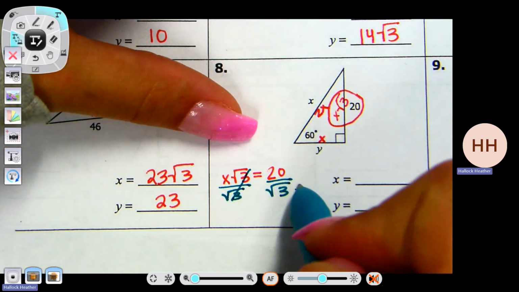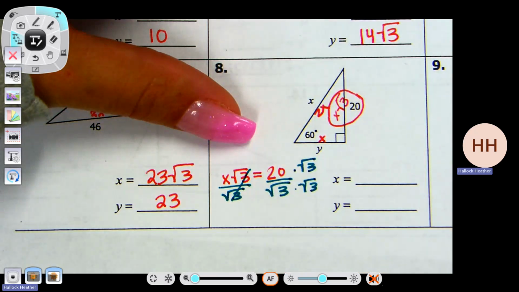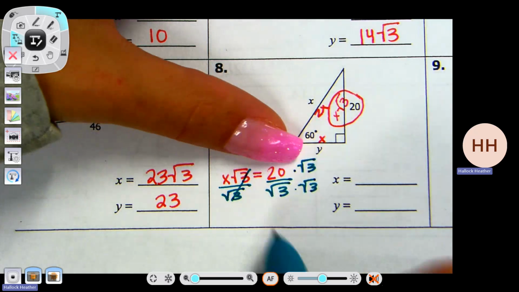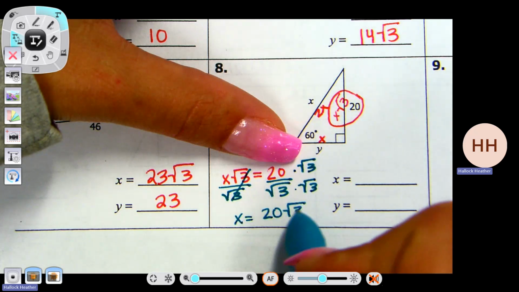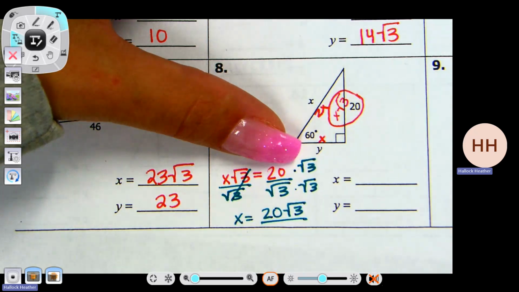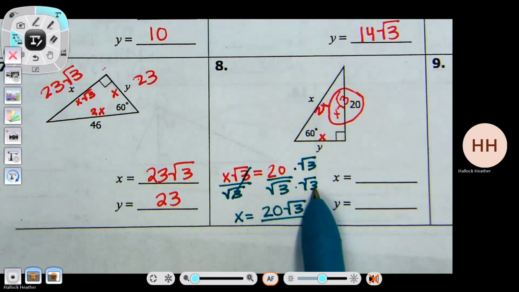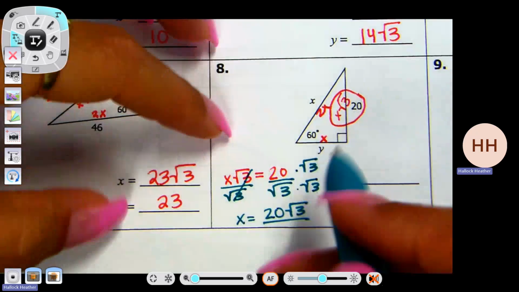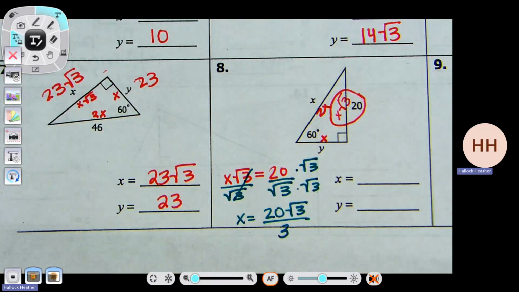Yes. So I'm multiplying by the square root of 3, multiplying by the square root of 3 to get rid of the radical in the denominator. So these just get stuck together. So I'm going to have x equals 20 square roots of 3. And then in the denominator, really the square root of 3 times the square root of 3 is the square root of 9. Square root of 9 is 3. That's why the radical goes away. Or you can just remember it's just the number that's under the radical.